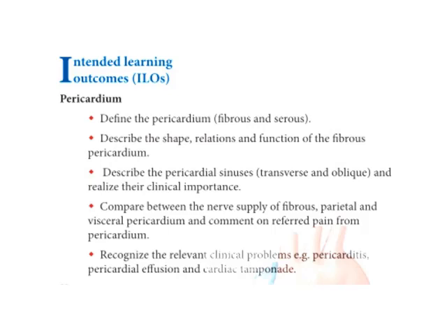and function of fibrous pericardium, describe pericardial sinuses, either transverse and oblique, and realize their clinical importance. Compare between the nerve supply of fibrous, parietal, and visceral pericardium, and comment on the referred pain from pericardium. And finally, recognize the relevant clinical problems, for example, pericarditis, pericardial effusion, and cardiac tamponade.